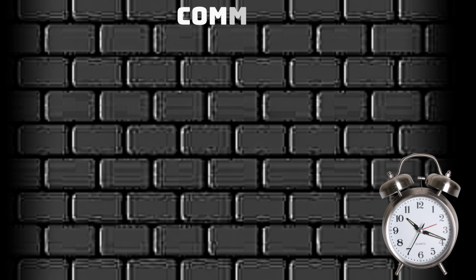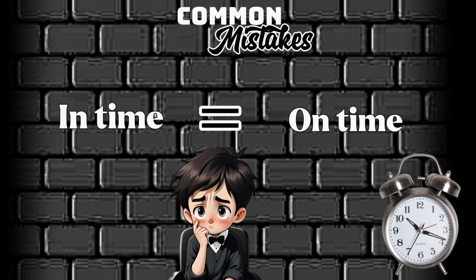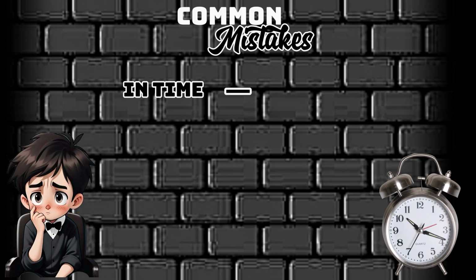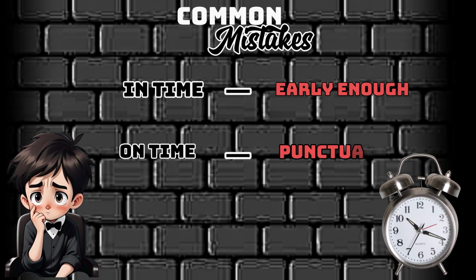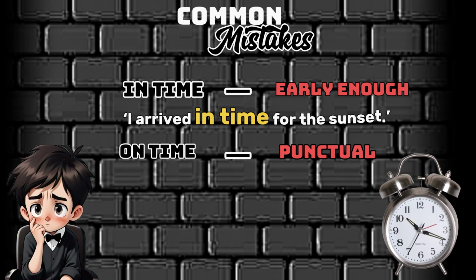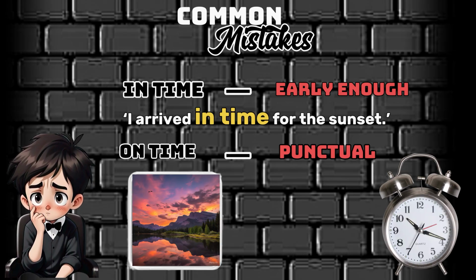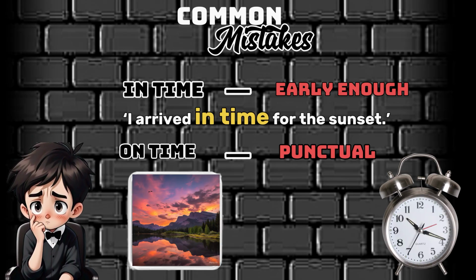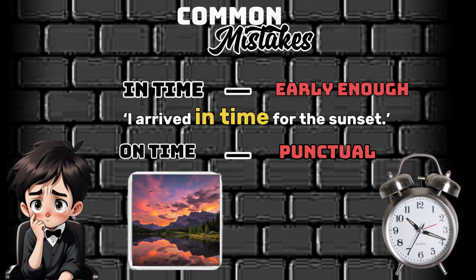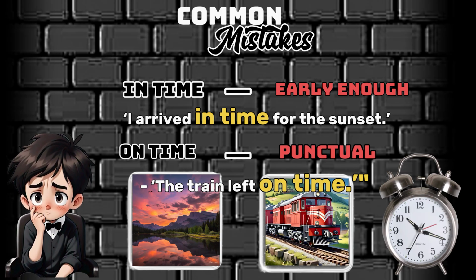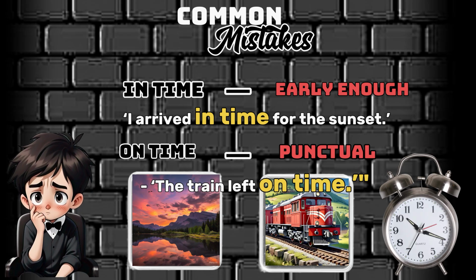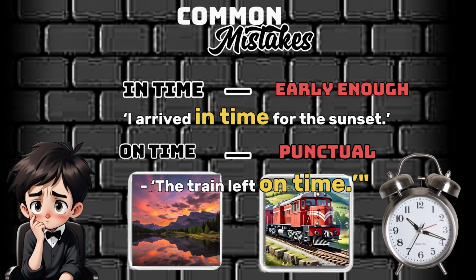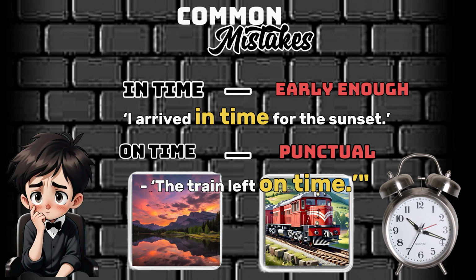Let's go over some common mistakes. Don't confuse in time with on time, because in time refers to early enough, but on time means punctual. Like, I arrived in time for the sunset means I arrived early enough for the sunset. But on the other hand, if you say the train left on time, it means the train left exactly when it had to.